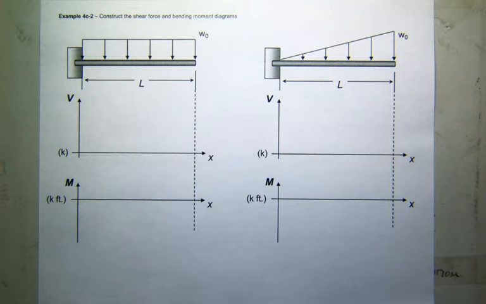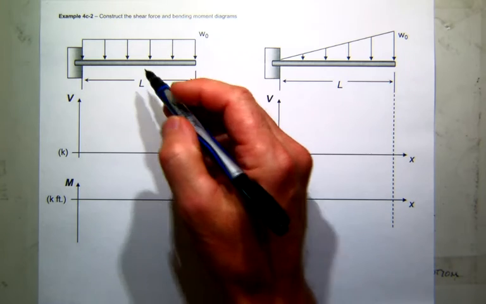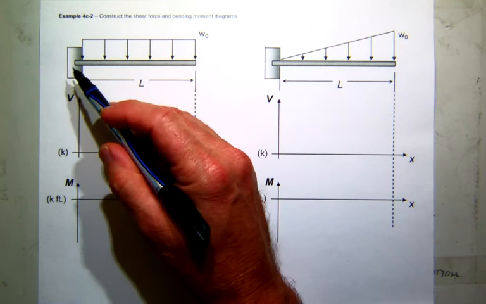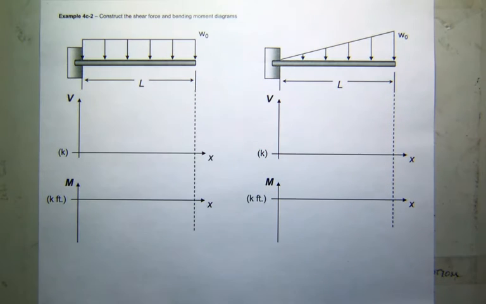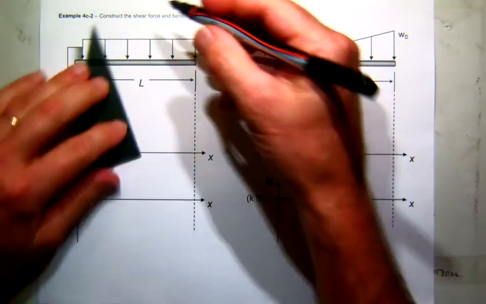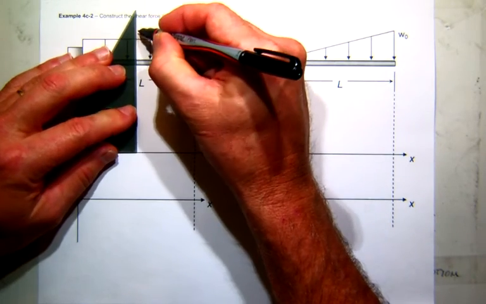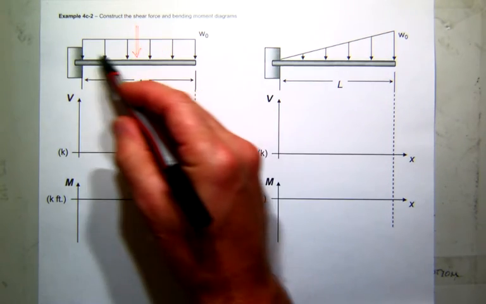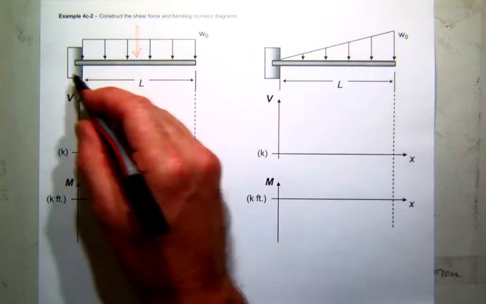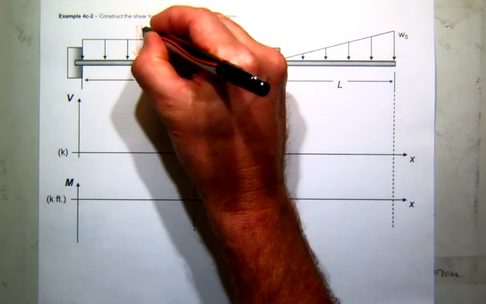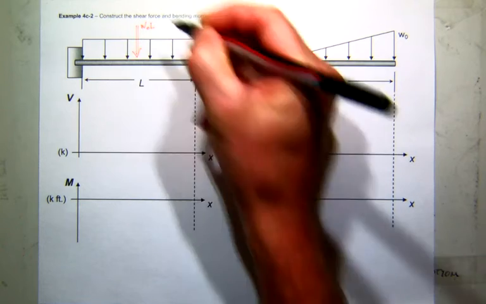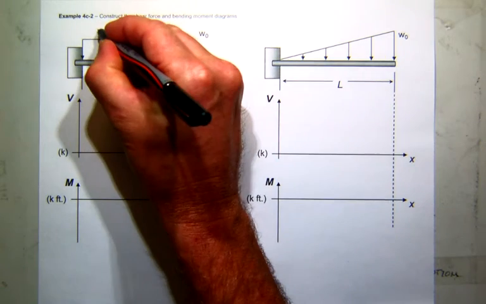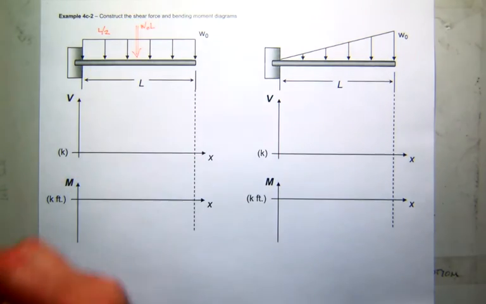All right, so let's look at these. Again, I'm going to kind of shortcut them a bit and help you see what the reactions are. So we know that I could replace this distributed load to find the reactions with an equivalent load. That would be the area under the curve, which would be L times W naught. So that's the equivalent, and acting through the centroid, this would be L over 2, right?